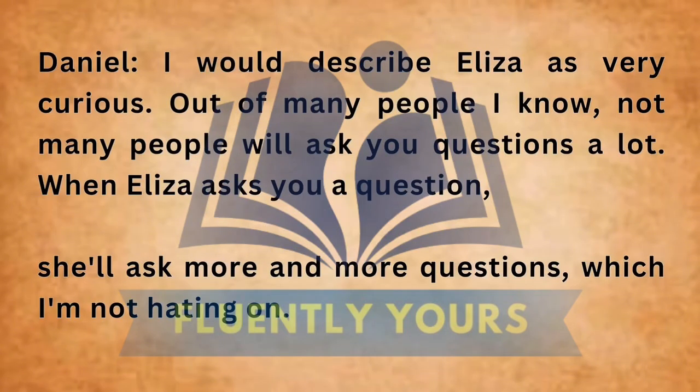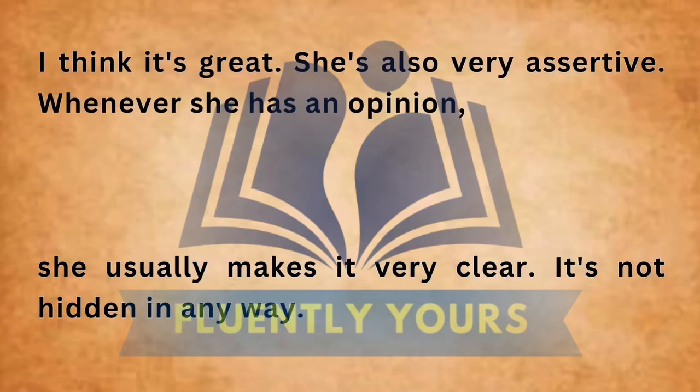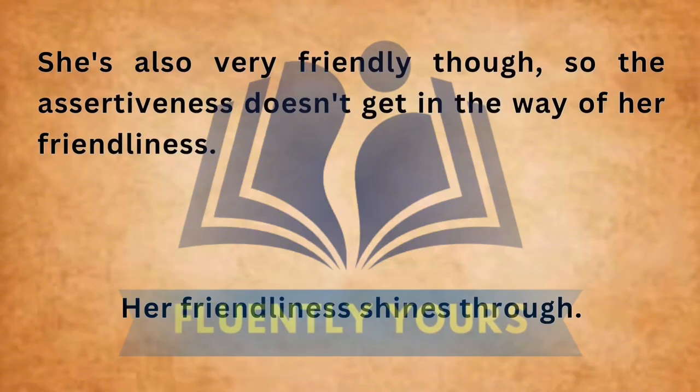Daniel: I would describe Eliza as very curious. Out of many people I know, not many people will ask you questions a lot. When Eliza asks you a question, she'll ask more and more questions, which I'm not hating on. I think it's great. She's also very assertive. Whenever she has an opinion, she usually makes it very clear. It's not hidden in any way. She's also very friendly, though, so the assertiveness doesn't get in the way of her friendliness. Her friendliness shines through.